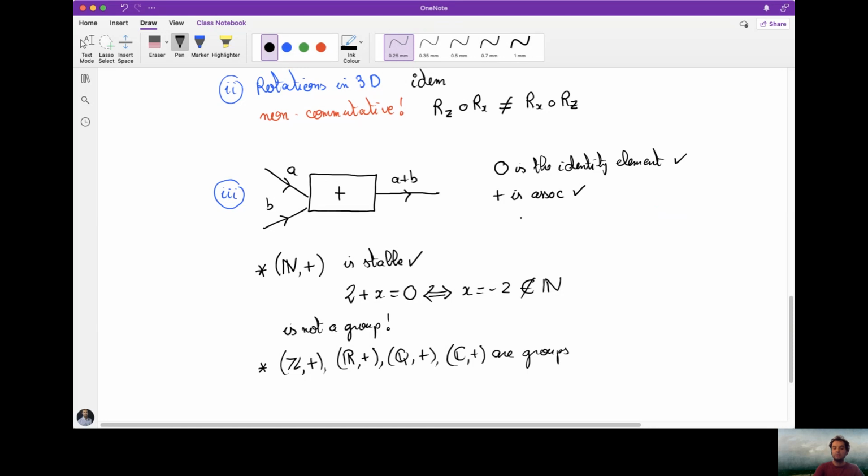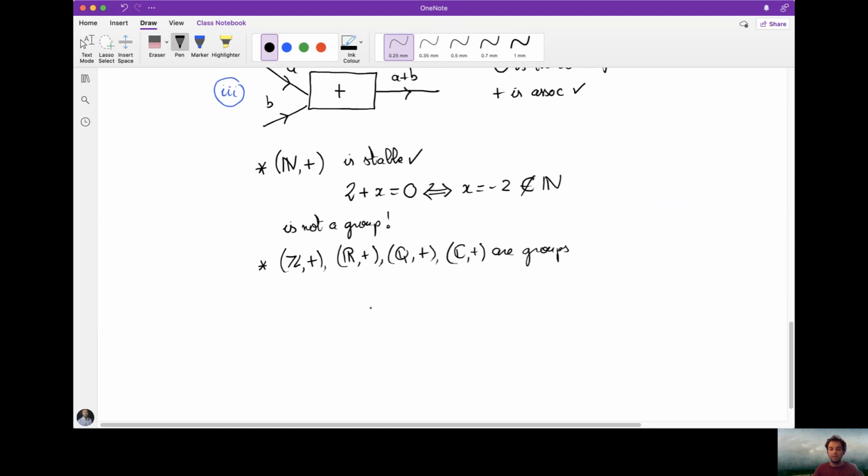Okay, so that's one example, and we can ask exactly the same question. Instead of taking as operation the plus, we can take as operation the other one that we know, which is multiplication. If we take 2 numbers a and b, the output is a times b. We can again ask, first, is this associative? Well, yes, multiplication is associative.